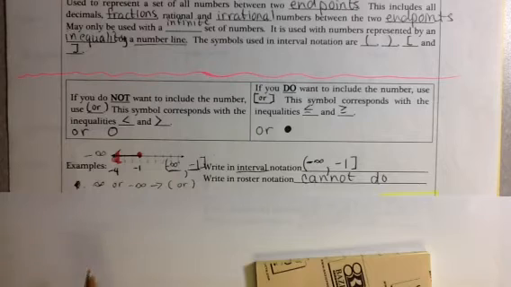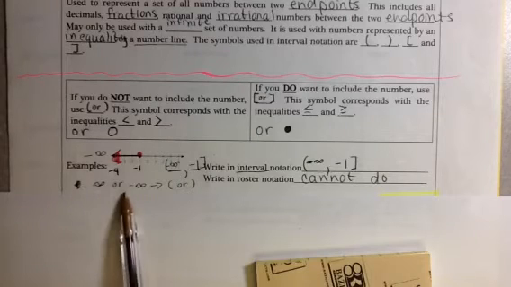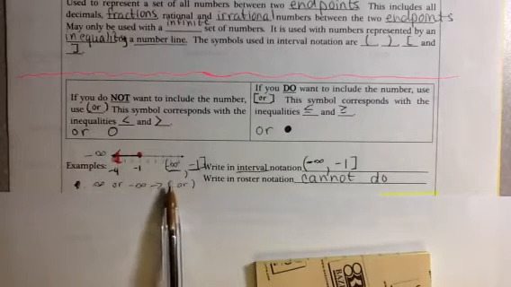Okay, whenever you have positive or negative infinity, you're always going to use one parenthesis with it, just like I did right here.